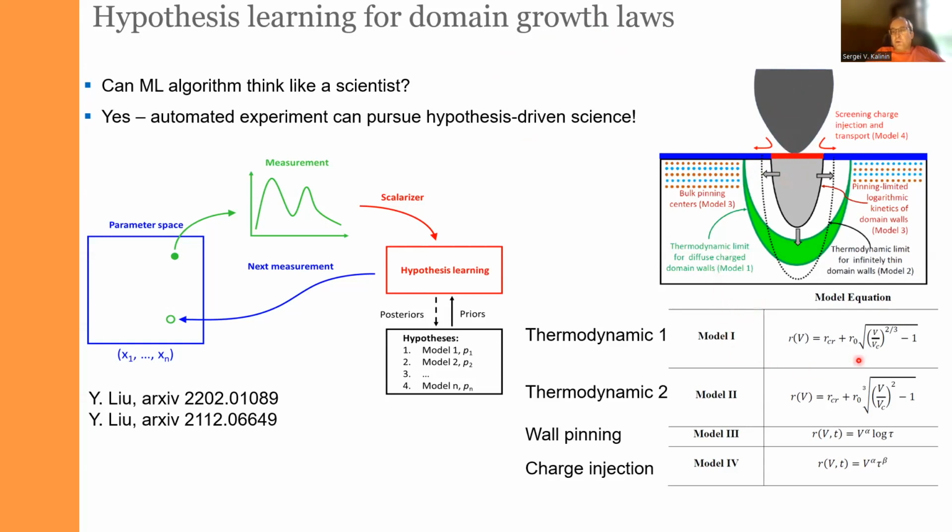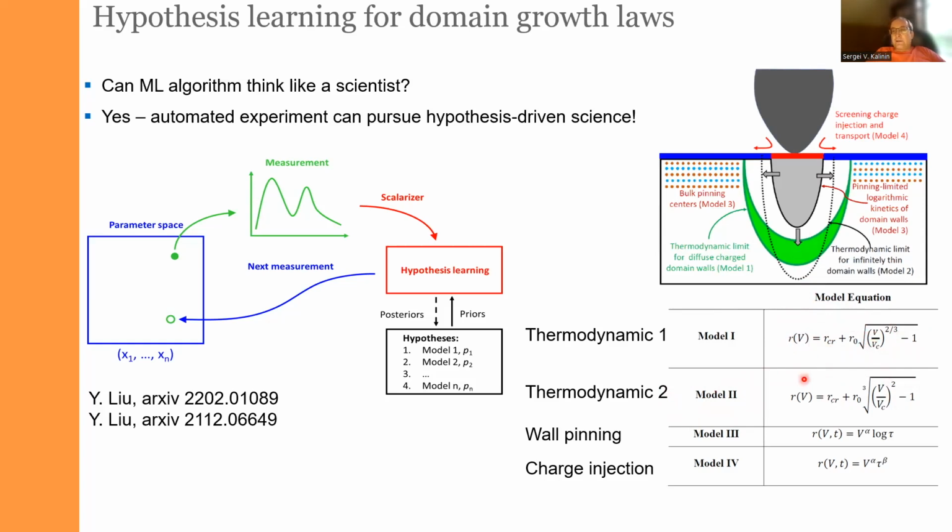In one model, the size of the domain is determined purely by the thermodynamics of switching. So in this case, the domain size depends on the bias that we apply and doesn't depend on time, because thermodynamics is obviously time independent. Our second model is also thermodynamic, but it is derived using a different approximation for the depolarization field. So we can show that it's either this case or this case.